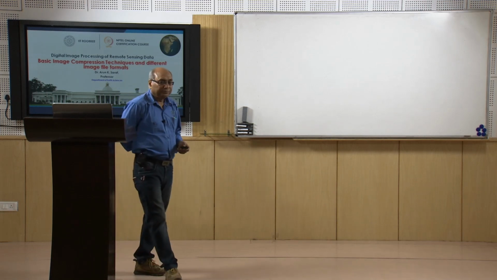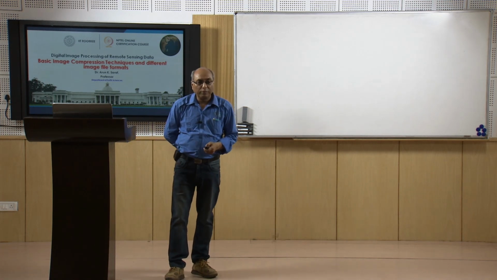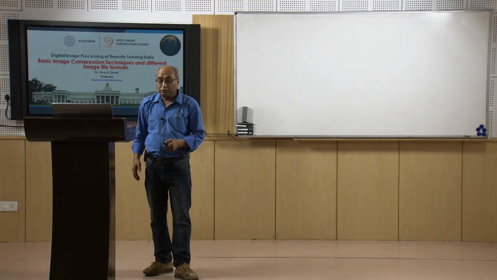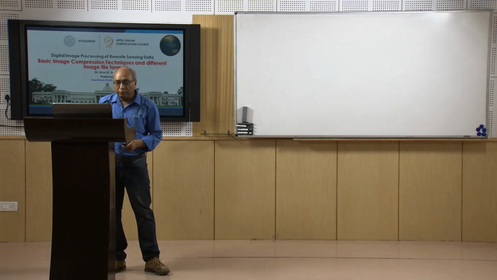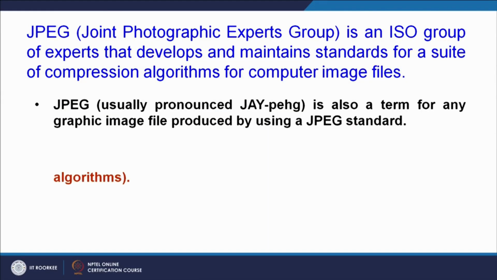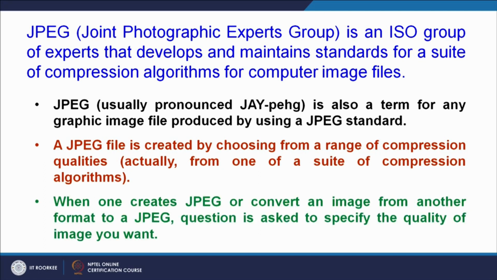Now this JPEG was developed by an ISO group of experts called the Joint Photographic Expert Group, and there are various versions of JPEG. JPEG is also a term for any graphic image file produced by using the JPEG standard. A JPEG file is created by choosing from a range of compression quality. You can choose whether you want 100% quality or 50% quality, and accordingly the compression will be performed, when one creates a JPEG or converts an image from another format to JPEG.